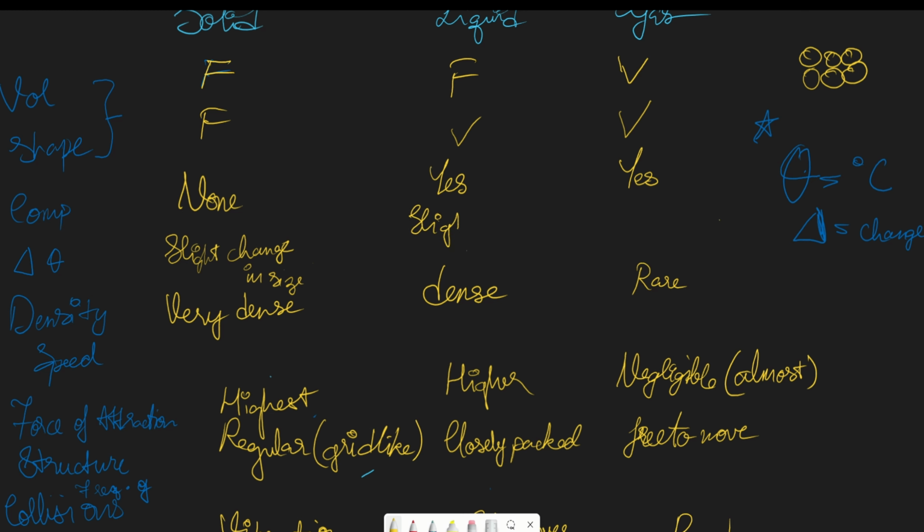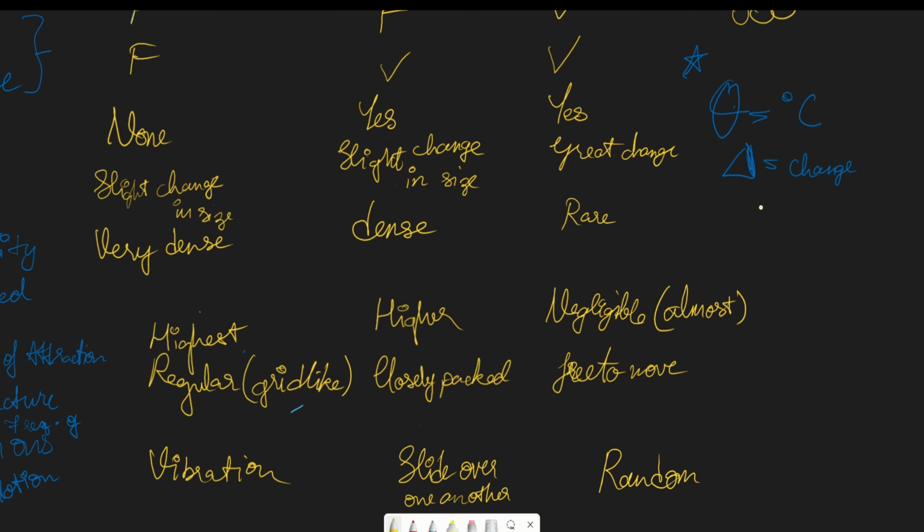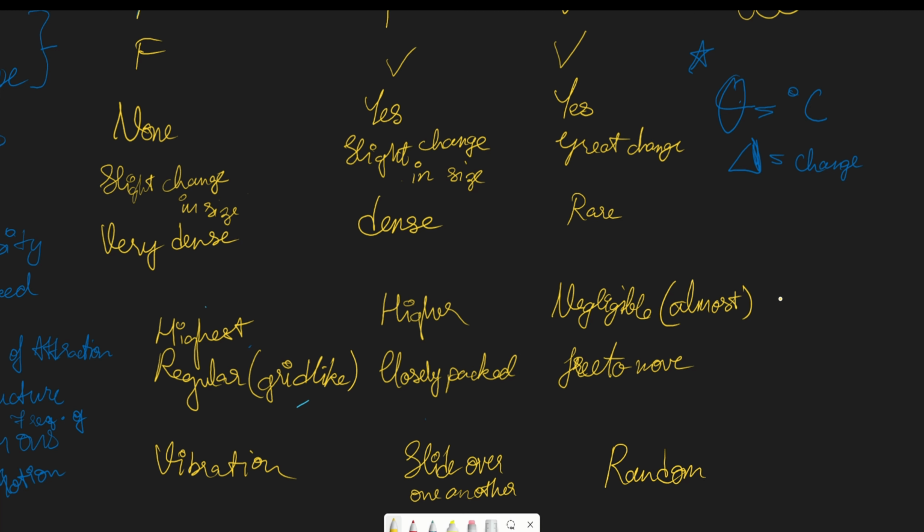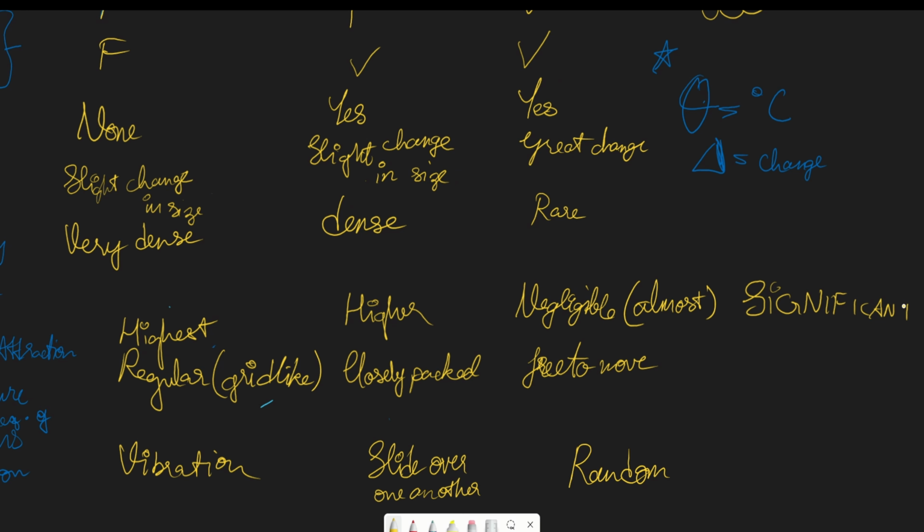But gases, because of the very low, almost negligible force of attraction, are very greatly affected by a change in temperature. Okay, so that's a very great change. Now, please remember, while the forces of attraction are almost negligible, they are still significant. You cannot write that they do not exist. They are present. It's just that they don't really work as much as in solids and liquids.